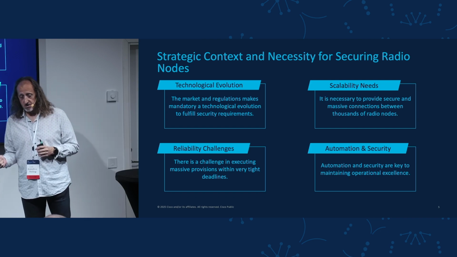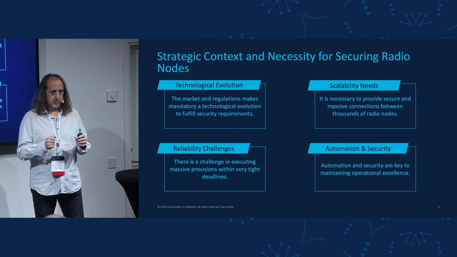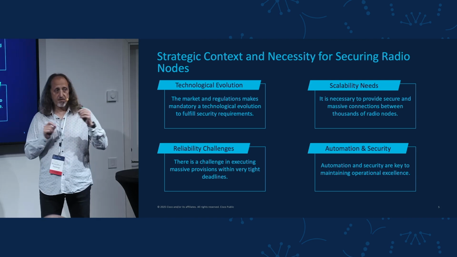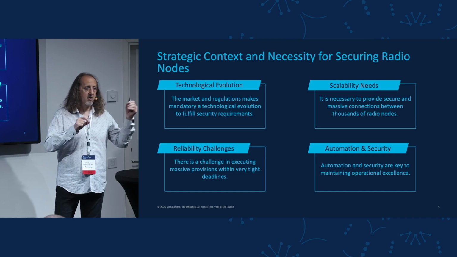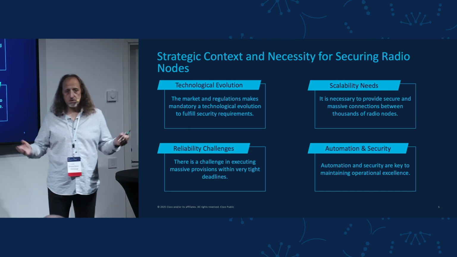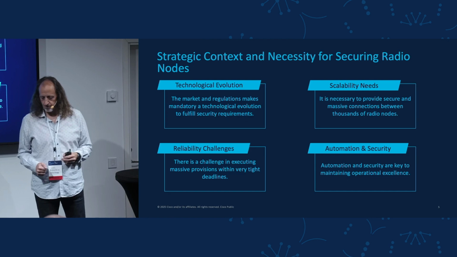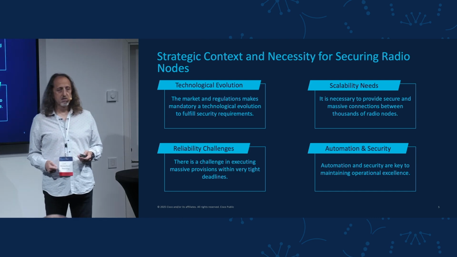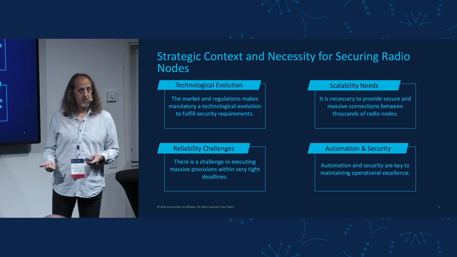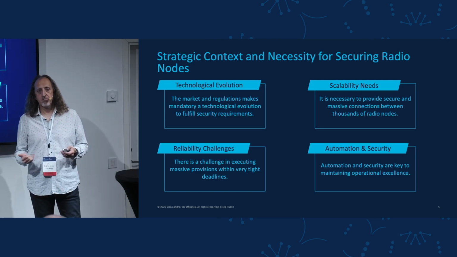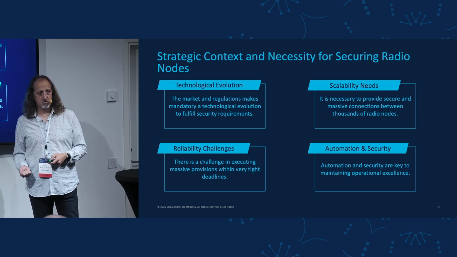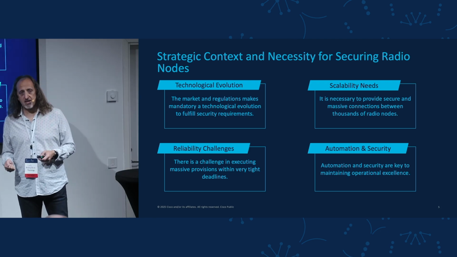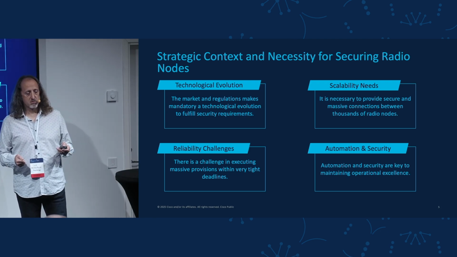Also, we need to scale, because we cannot do it one by one. If we do the securitization one by one for tens of thousands of elements, it can take years to be done. It must be reliable. We have millions of mobile customers that use that radio. We cannot cause an outage when we do these operations. And it's very, very difficult to do. So automating that and keeping the security of that automation is mandatory.